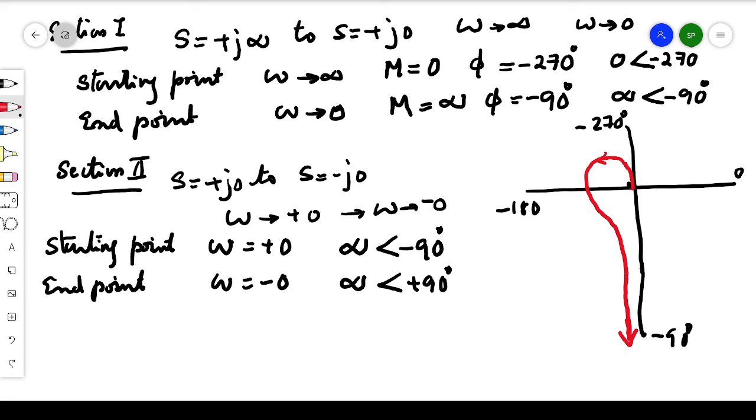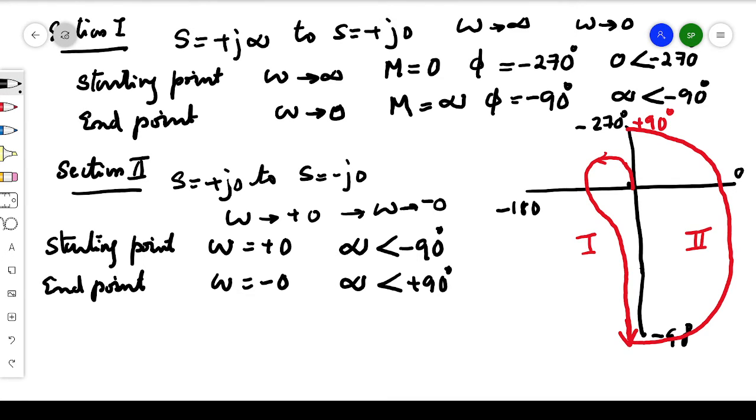So where is our positive angle? Here plus 90 degrees comes here. So it will be starting somewhere here and it is going to plus 90. Okay, this plot is not proper, so I'll redraw it downwards. Here it is plus 90. So this is our section 1, and this is the plot for section 2.